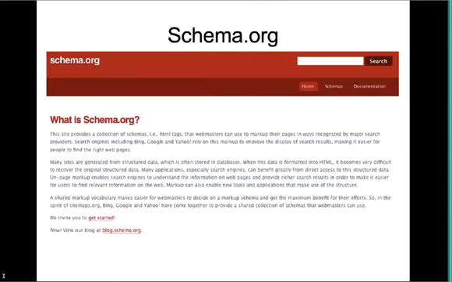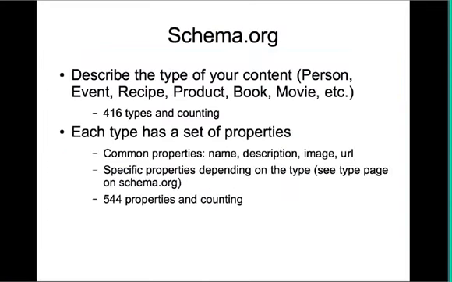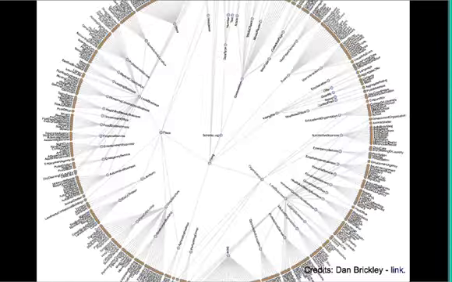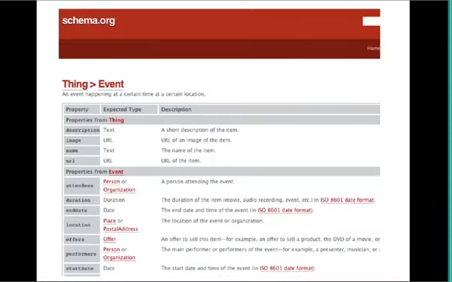Schema.org, very briefly, is this initiative from the search engines. Again, that's directly related to structured data in HTML. It has hundreds of types and hundreds of properties. This is a big picture view of all the types. And if you go to a type, you can see all the properties, and you can use that to annotate your content.